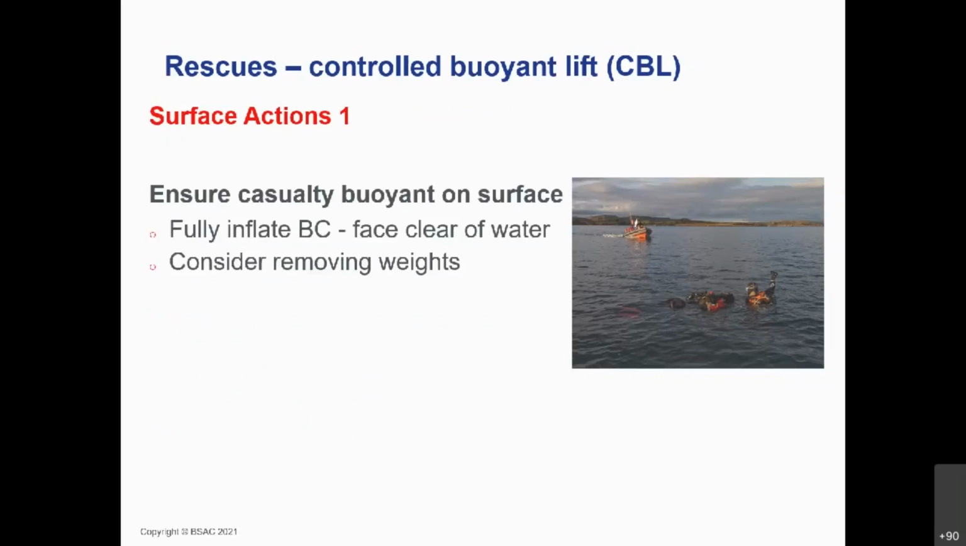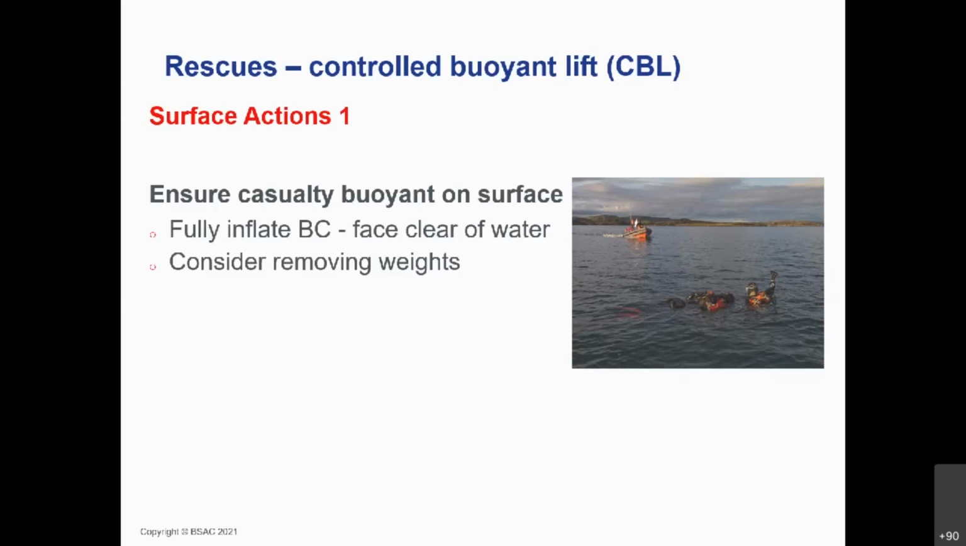So once we get onto the surface, the priority here is we're keeping a good firm hand on the casualty, good firm grip. We've got to establish their buoyancy. So face clear of the water, fully inflate their BCD, and then remember to inflate yours. Consider removing the weights. It's probably a no-brainer. If I've got an unconscious casualty there and I want them to stay on the surface, I will try and dump their weight belt. And even my own, although it does sometimes become a little bit harder to swim without a weight belt.